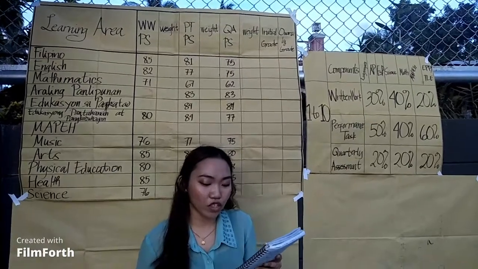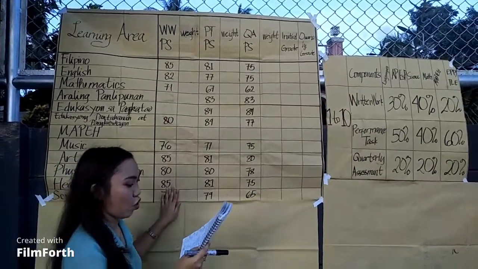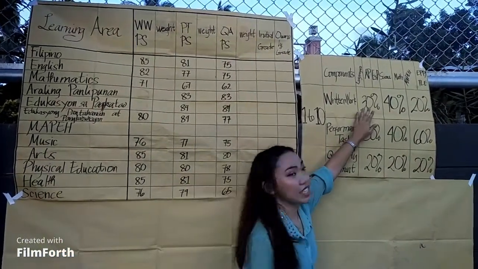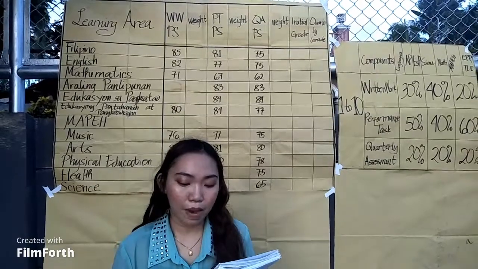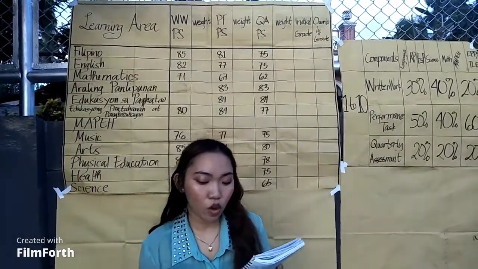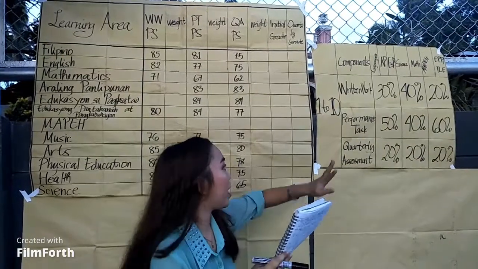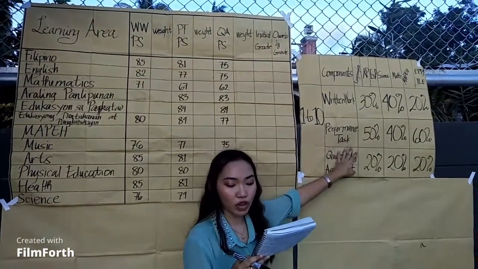So we are now going to solve all the written works here first. So Filipino and English is 30%. Okay, the formula is still the same as the previous task, but we only use the weighted score equals percentage score times weighted component. And we are going to follow this weighted component, this one. This is the weighted component for grade 1 to grade 10.